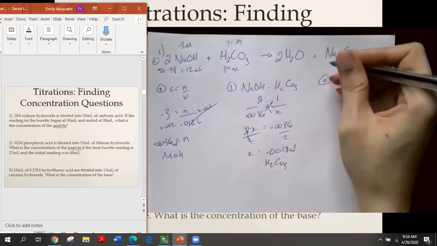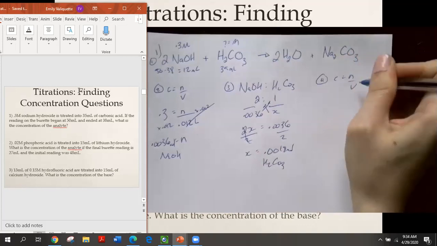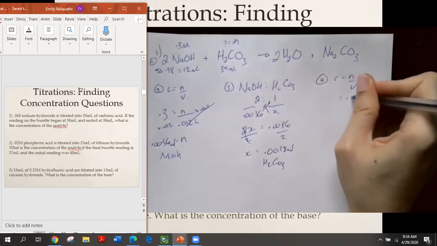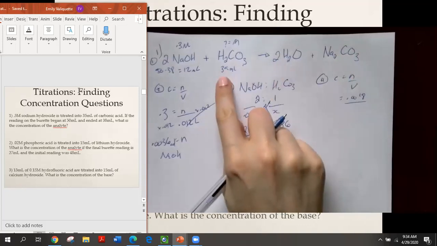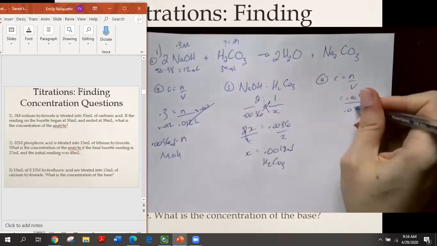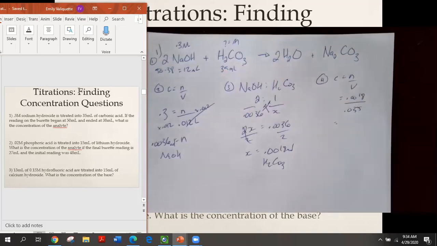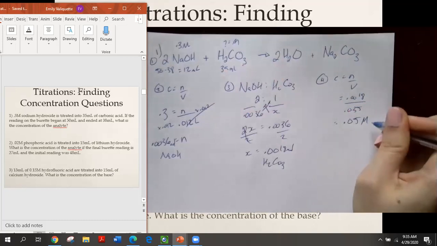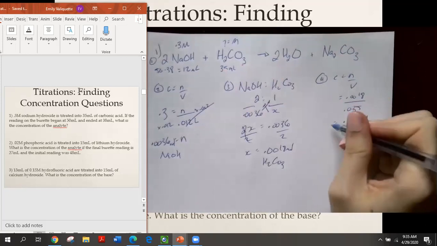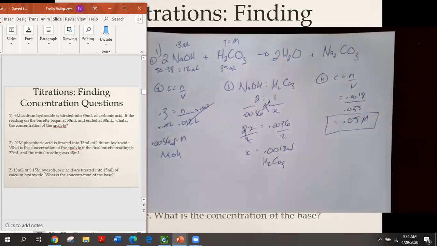And then the last step is to just go back to C equals n over V, plug in our moles, plug in the volume, though don't forget to turn that into liters. And we get 0.05 molar as our concentration of carbonic acid. So that's your final answer. So try the next two and then come back for the answers.